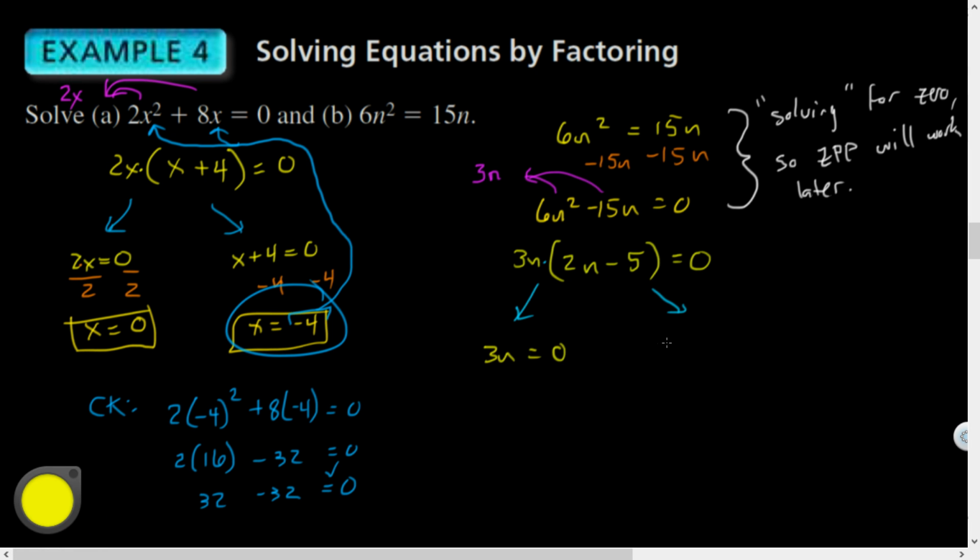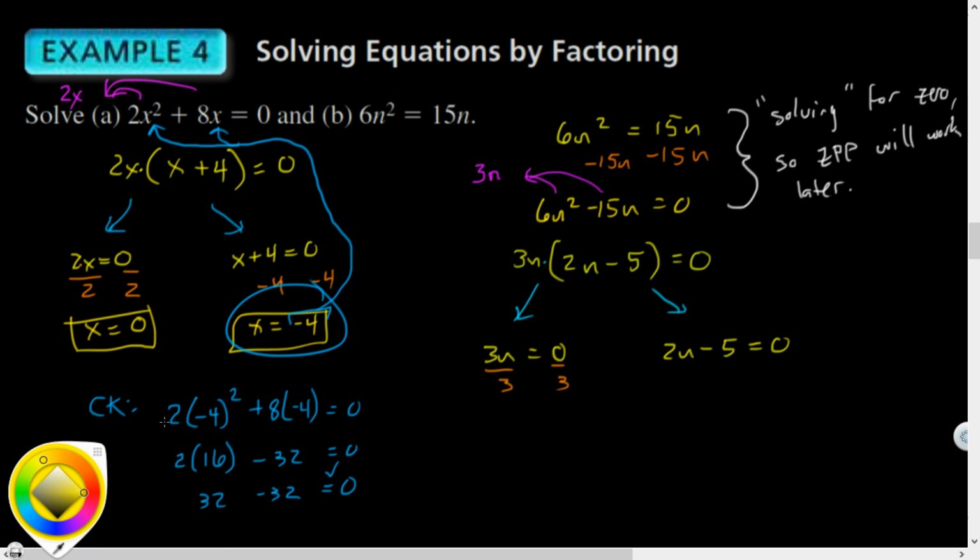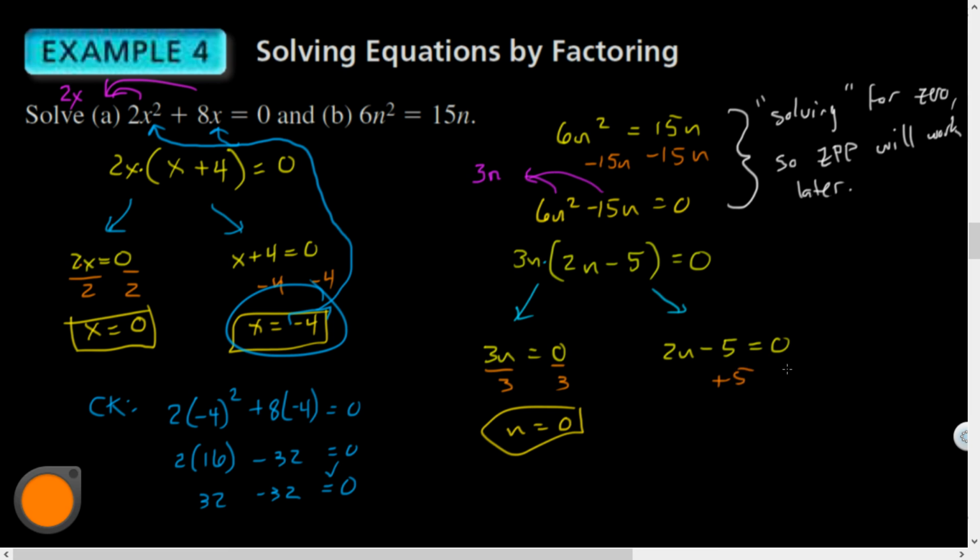So 3n equals 0, or 2n minus 5 equals 0. And I'll solve this real quick. Divide both sides by 3. And over here, we'll add 5 to both sides. We're going to get a fraction. That's fine. We're fine with fractions. So 2n equals 5, and then divide both sides by 2. Today's lesson is a big deal. So n equals 5/2 or 2.5.